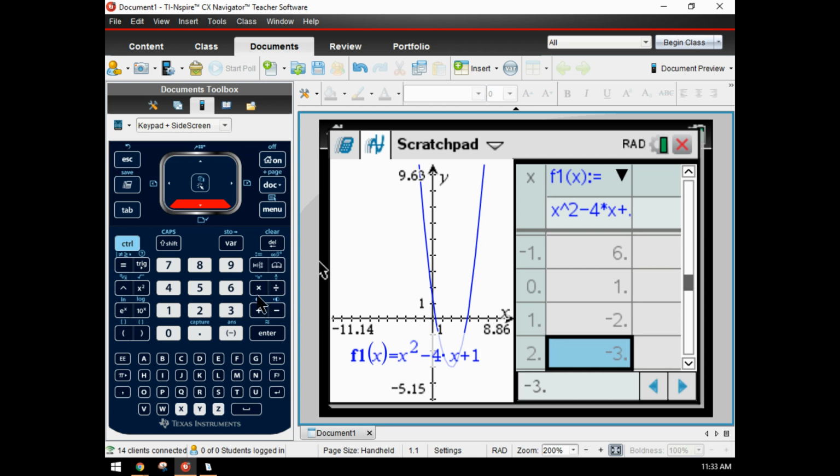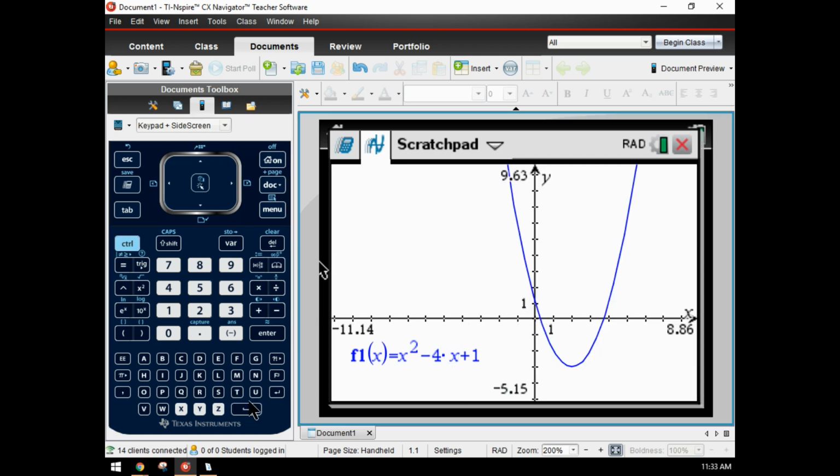Okay, now do Control T, and let's get rid of that table really quick because we don't need it for what I'm going to show you next. So Control T. Okay. Now yesterday we talked about the zeros. Can you tell by looking at this or even looking at the table what the zeros are?